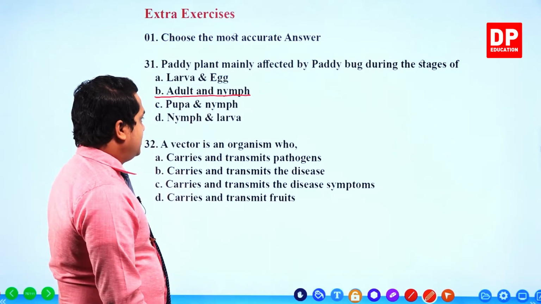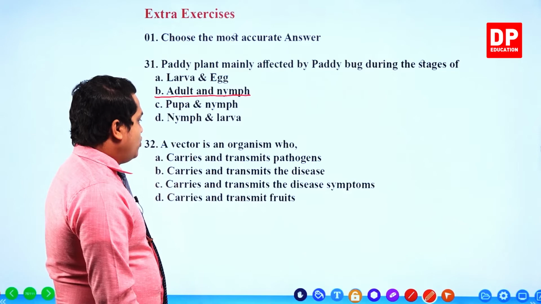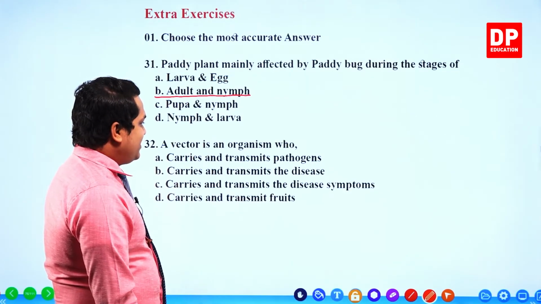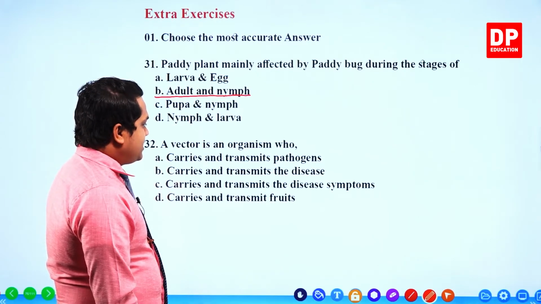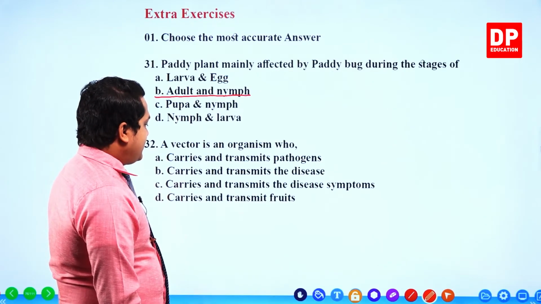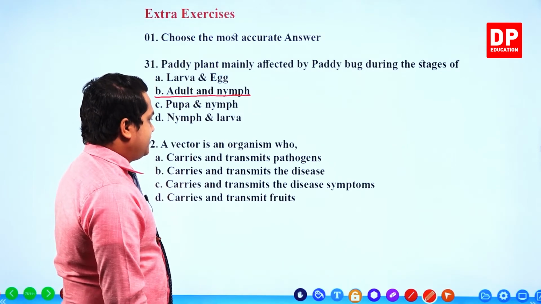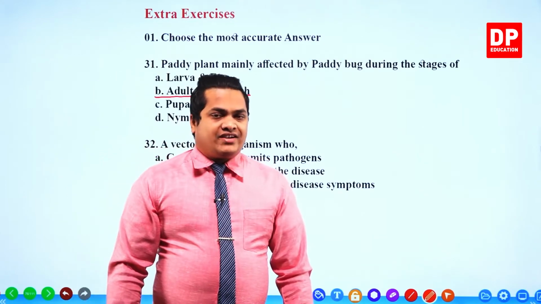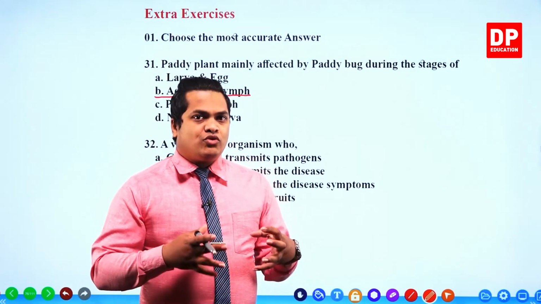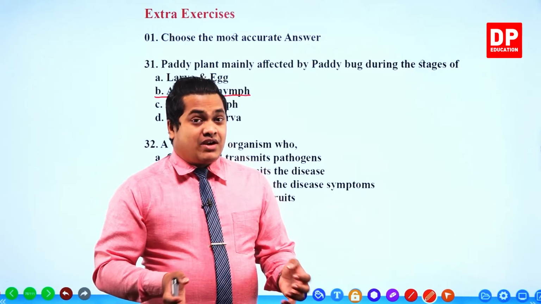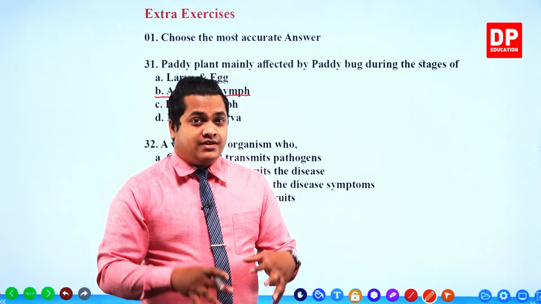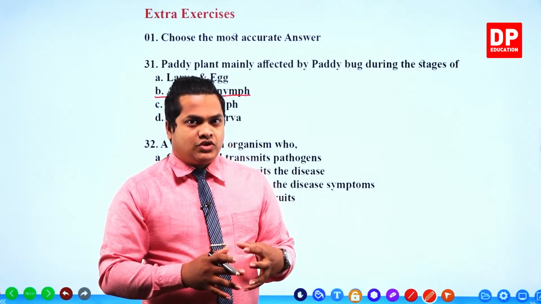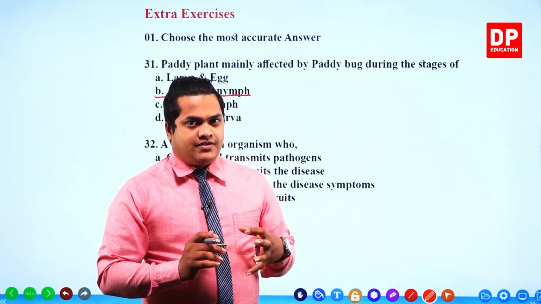Next one. A vector is an organism who carries and transmits pathogens, carries and transmits the disease, carries and transmits the disease symptoms, carries and transmits fruits. So what is the answer, my dear children? I told you that vector is an organism who is going to carry the disease, but not the disease actually here. The disease carrying pathogen is the one who is going to be carried by the vector.